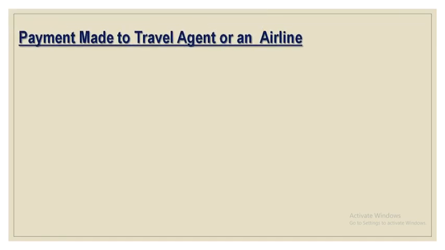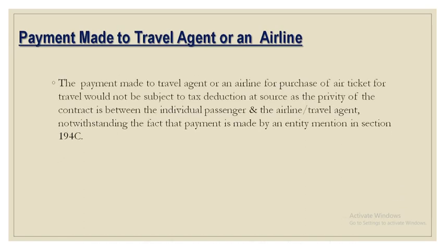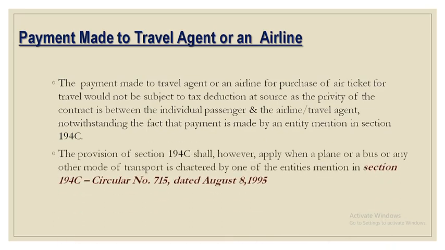Payment made to a travel agent or an airline. The payment made to a travel agent or an airline for purchase of an air ticket for travel would not be subject to tax deduction at source, as the privity of the contract is between the individual passenger and the airline or travel agent, notwithstanding the fact that payment is made by an entity mentioned in Section 194C. The provision of Section 194C shall, however, apply when a plane or a bus or any other mode of transport is chartered by one of the entities mentioned in Section 194C. Circular No. 715, dated August 8, 1995.